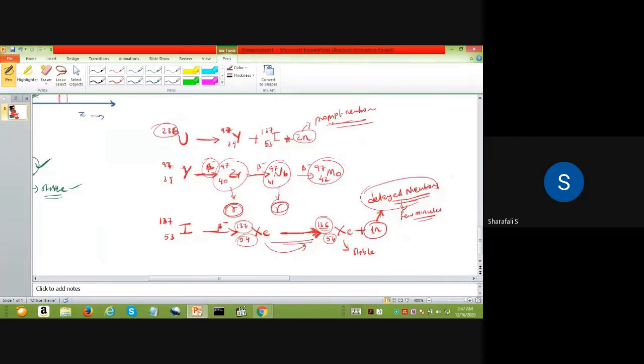And in the prompt neutrons, this will happen, as I said, at 10 raised to minus 14 to 10 raised to minus 16 seconds. These neutrons will come out, but the delayed ones will come out after some minutes, 1 minute, 2 minutes, a few minutes. So these are delayed neutrons. They will come out within 1 minute or 2 minutes, something like that.